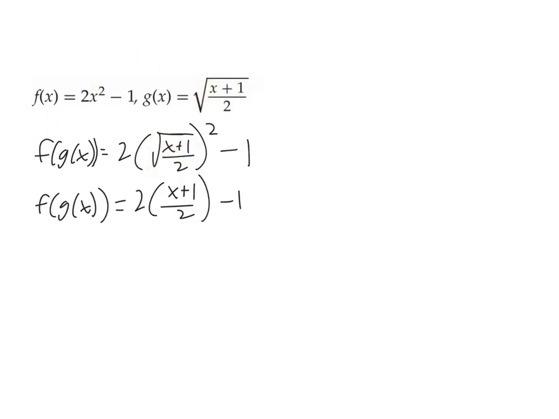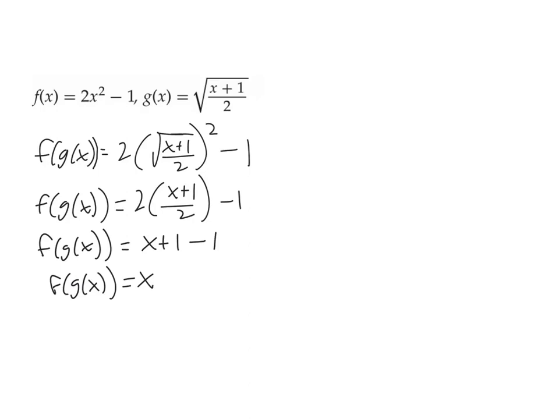So the first thing that happens is the square root and the square cancel. Now, right, J. Henry, you were right. The 2's, because this is like 2 over 1, those cancel as well. Okay, so then I'm just left with f of g of x equals x plus 1 minus 1, which means f of g of x does equal x. So that's good. Now I've got to keep going.